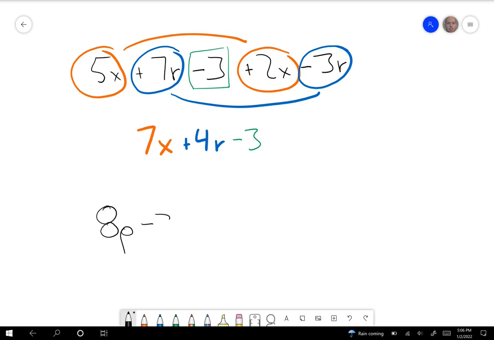So now I'm going to write an expression down here at the bottom for you to work out on your own, just to practice. I got 8p minus 2 plus 6s plus 5 minus 4p and minus 2s. So again, I want you to work this one out on your own.